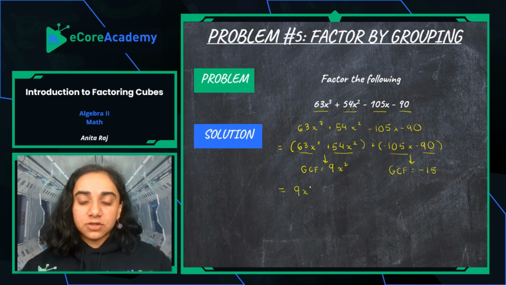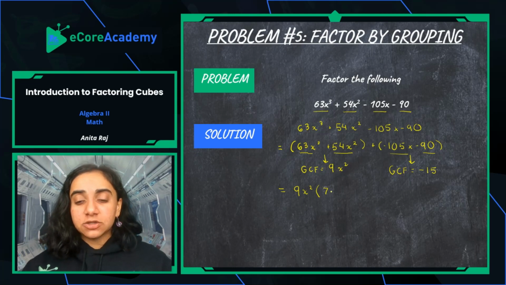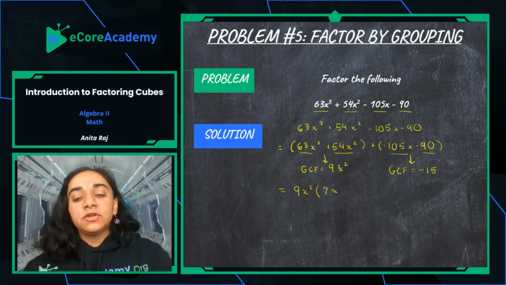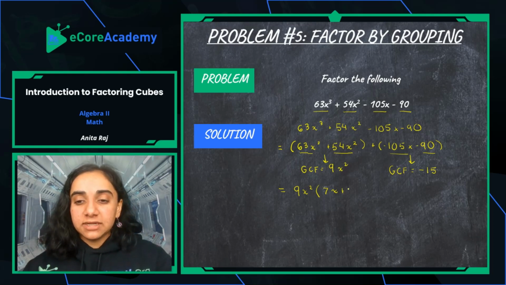So we're going to write 9x squared. We're going to divide 63x cubed by 9x squared, which is going to be 63 divided by 9, which is 7, x cubed divided by x squared, which is going to be x. We're going to do the same thing with 54x squared. 54 divided by 9 is going to be 6, and then x squared divided by x squared is just not going to give us an x term.